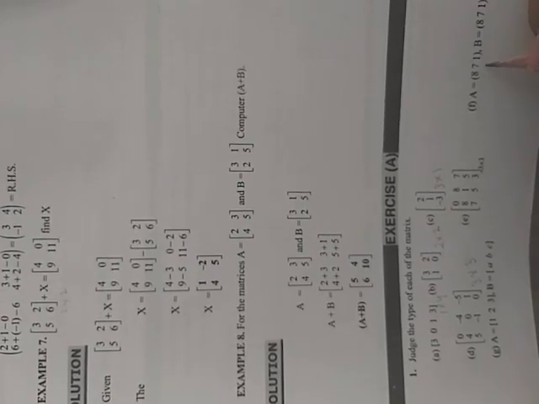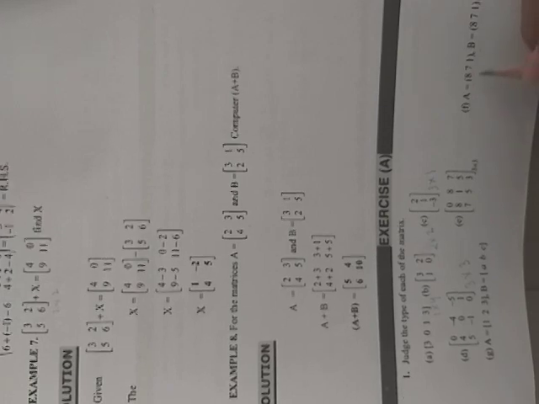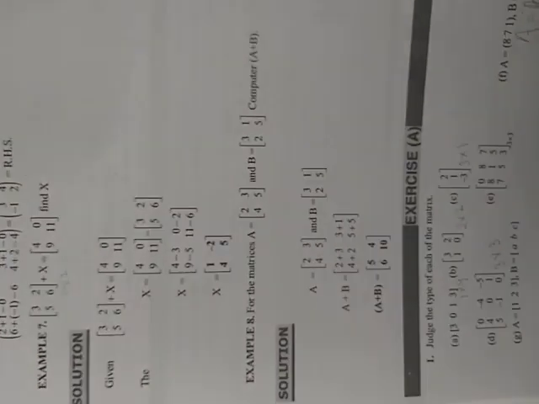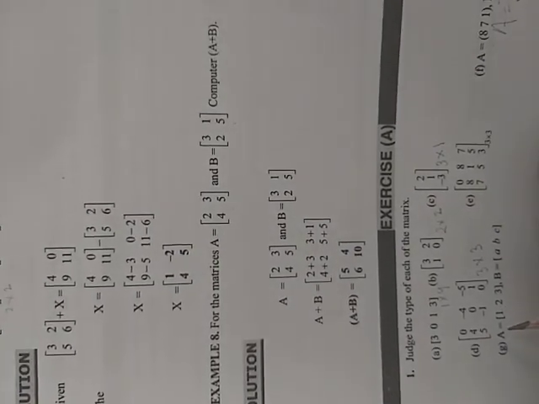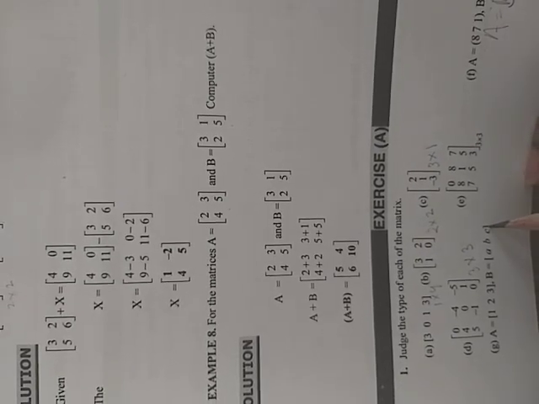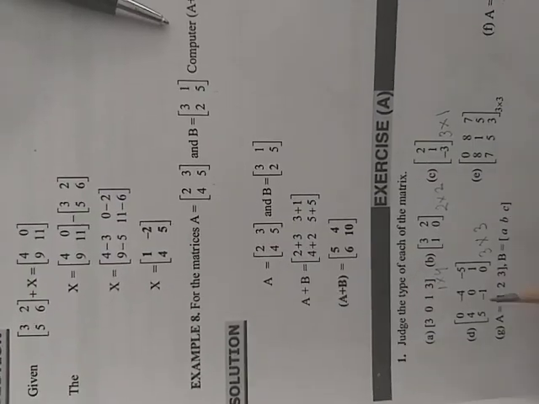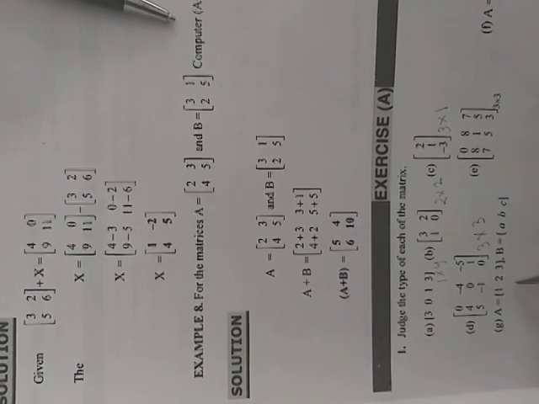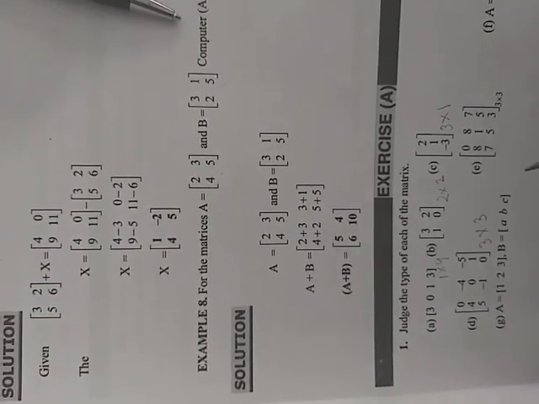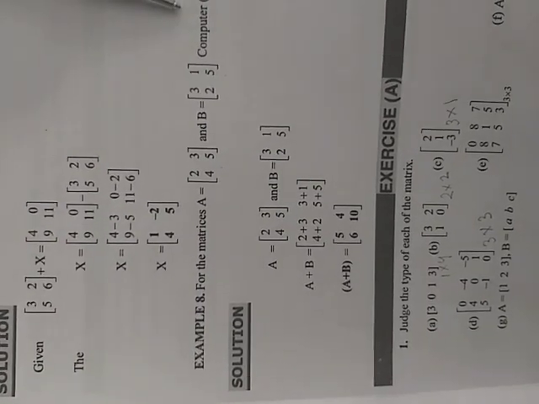So if A is 8 7 1, B is 8 7 1, so that means these are equal matrices. A is equal to B because their order is same as well as the elements are same. Now A is 1 2 3 and B is A B C. So clearly these are two row matrices. There is no relation between A and B, so you can simply say that they are row matrices.